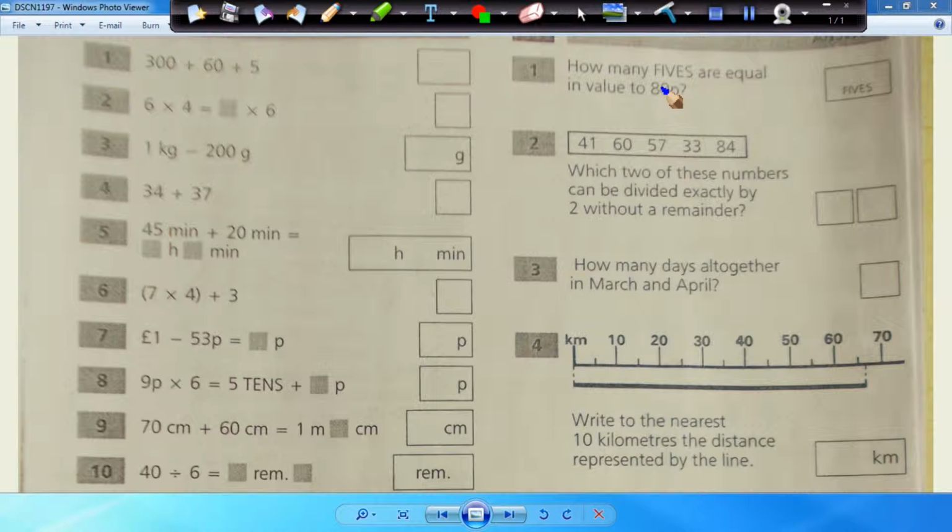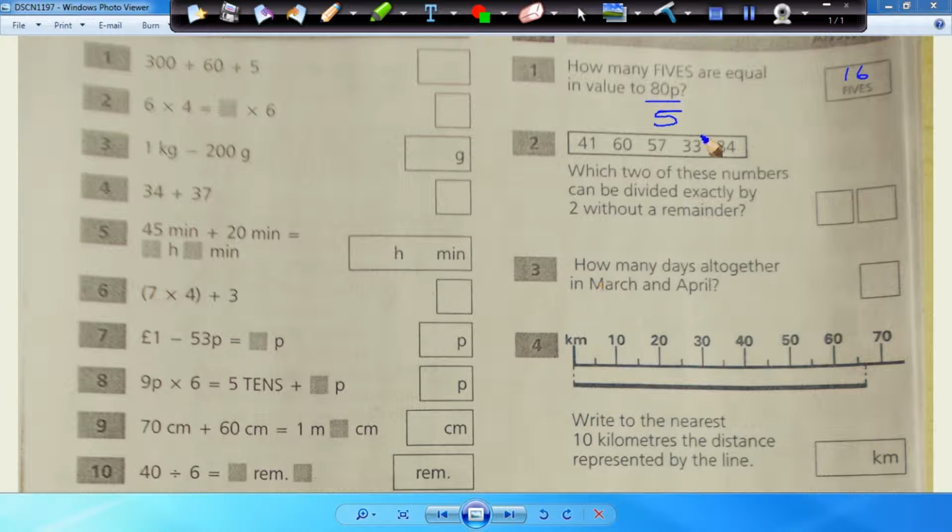So how many 5s are equal to 80p? What does this calculation involve? Multiplication. Whoa, no. How many 5s are equal to 80? It's not multiplication, it's division. So we do 80 divided by 5. And 5 will go into 80 how many times? 16 times.